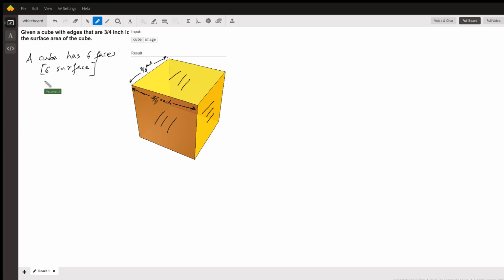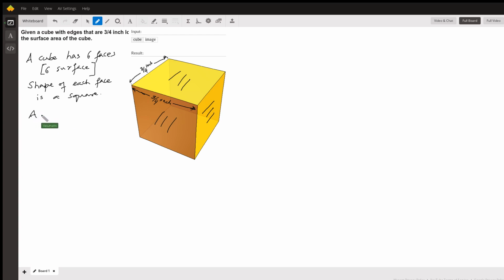Now the shape of each surface or face, shape of each face is a square. So in order to find the surface area of the cube, you have to find the area of one surface first, and then you multiply that by 6 because there are 6 faces in a cube. So let's try to find the area of one surface.